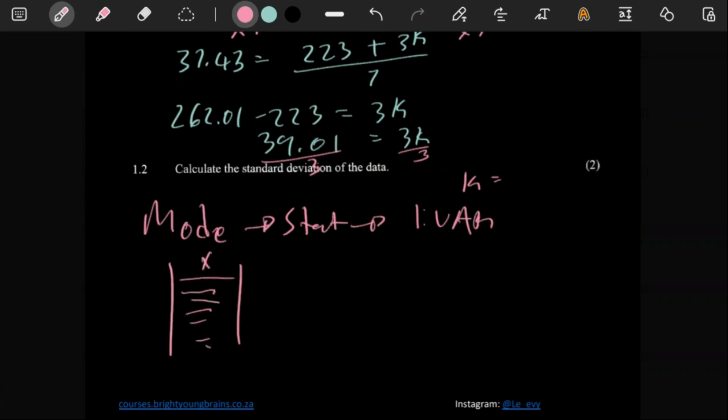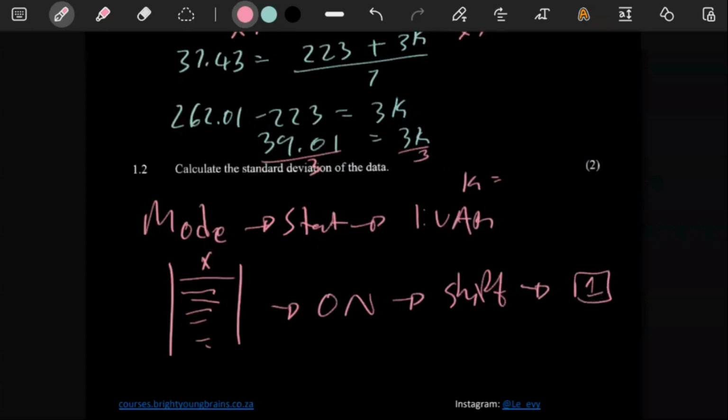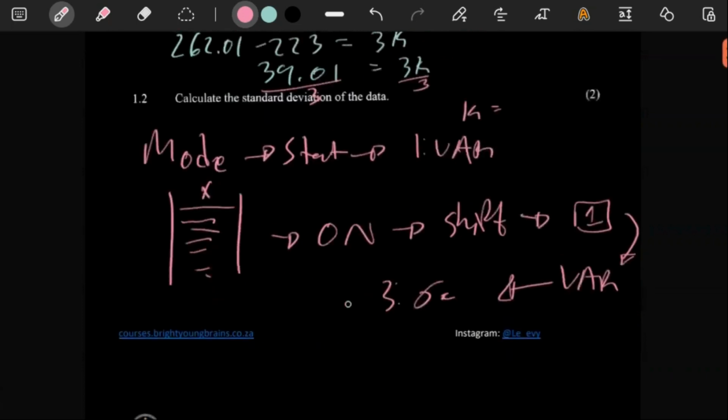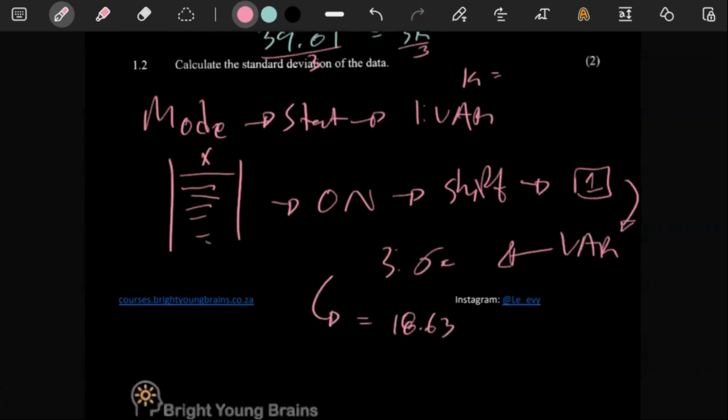After putting all your data in, you have to press the on button. Don't forget to press the on button. After you press the on button, you press shift, then button number 1, the actual button number 1. And then you press var. After pressing var, you press the third option. It looks something like this. And then the answer there is going to be equal to 18.63.